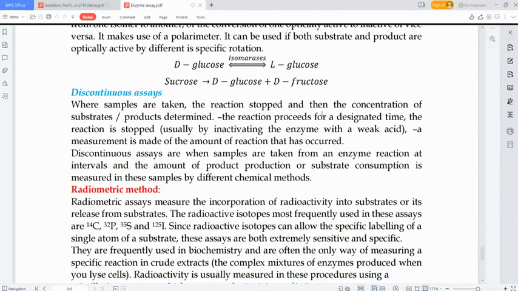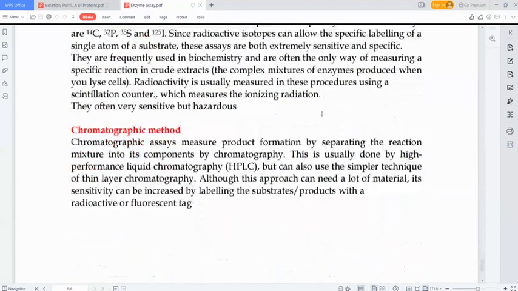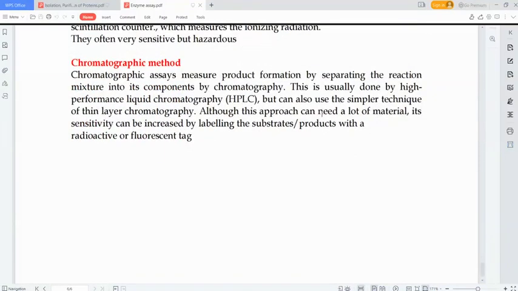So in discontinuous assay, like I mentioned earlier, it is an assay where you have to stop the reaction before you take your reading. That's just a difference. Radiometric method, you use it to monitor reactions that have to do with radioactive isotopes. Okay, and so on and so forth. There is not much to do in enzyme assay, but it is something that you just have to study in case. Anyway, thank you very much.